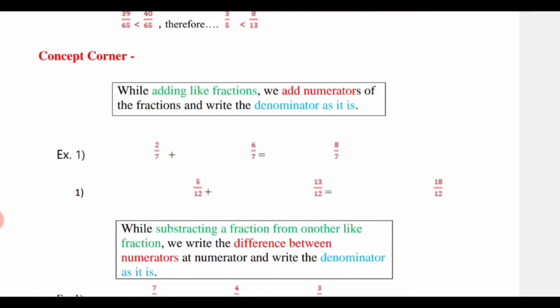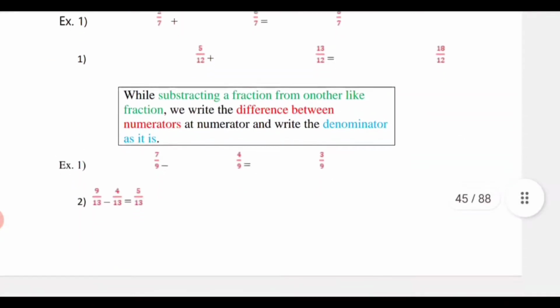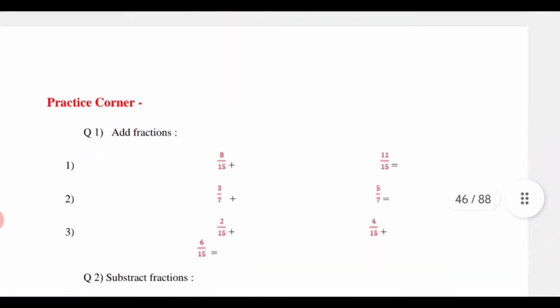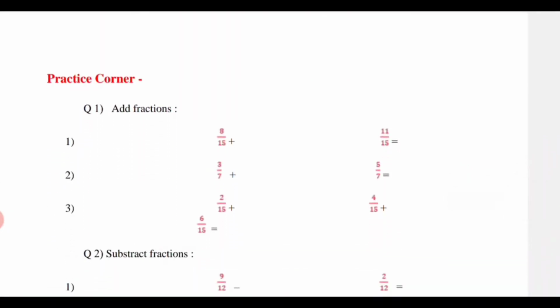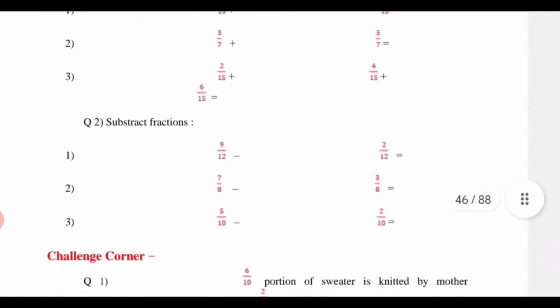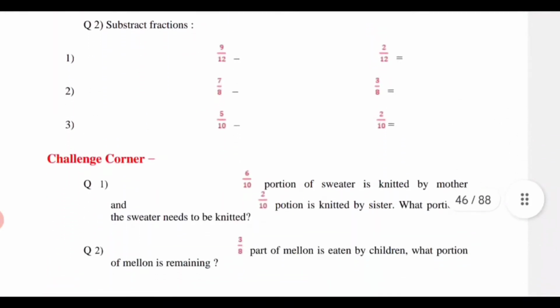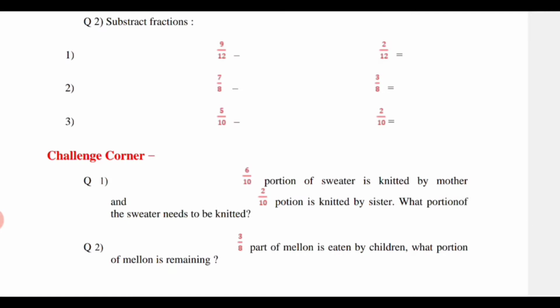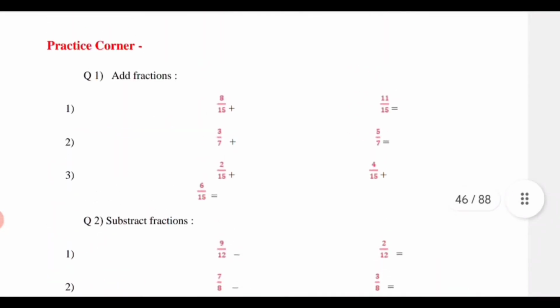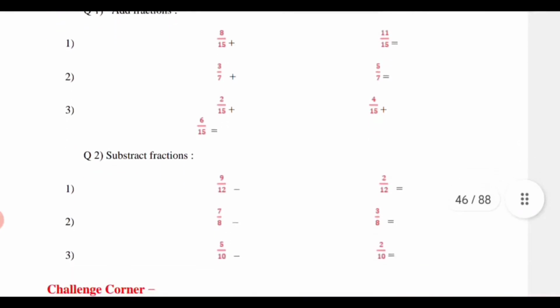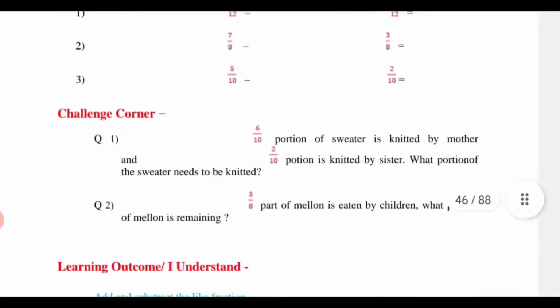Okay, so a few examples are given here. You all have to study those examples, and now we will be solving the questions from the practice corner, add fractions and subtract fractions. Then there is the challenge corner. Two questions are there in the challenge corner. So we will be solving the practice corner. Question number 1, add fractions. Question number 2, subtract fractions. And we will be solving these two questions from the challenge corner also in our notebook. So let us first go to the notebook and solve it.